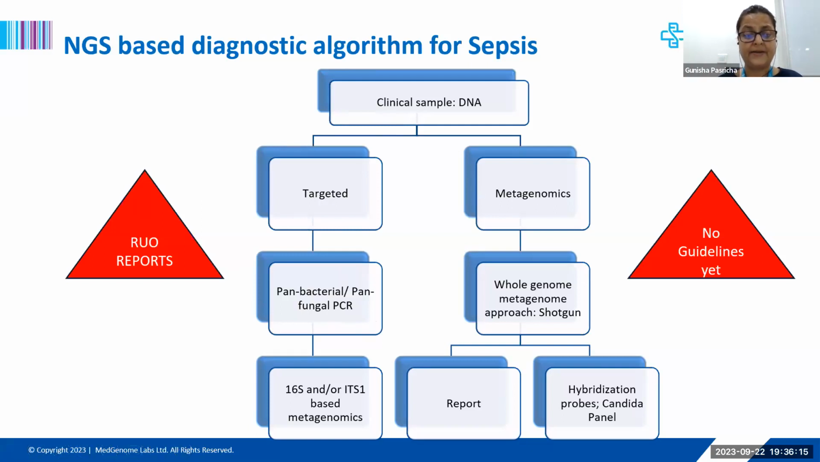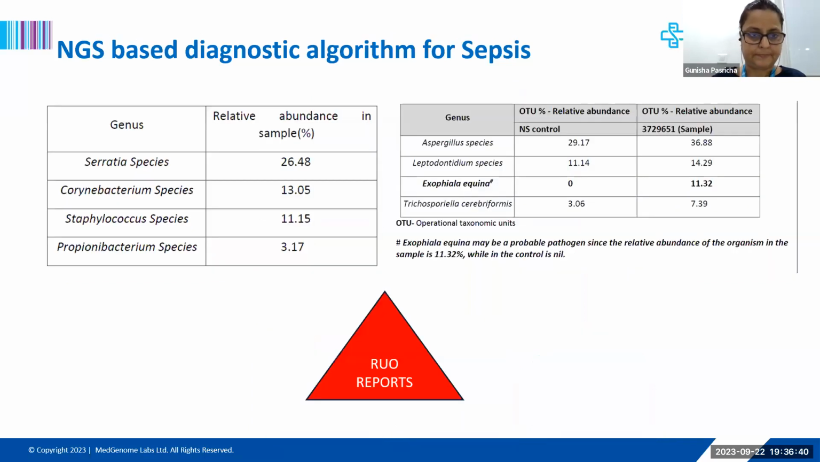We do a pan-bacterial and a pan-fungal PCR, and when either of them comes positive, we take it through metagenomics and generate a report. Similarly, if in one shot a clinician wants to know whether the patient has a bacterial, fungal, or viral infection, then the metagenomic approach is obviously the method for them. This is just giving you an example of some of the reports.